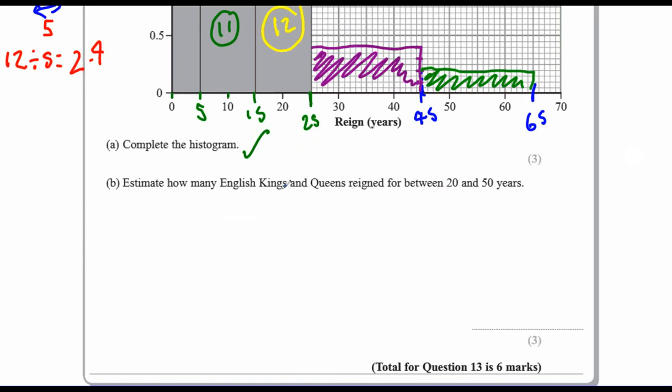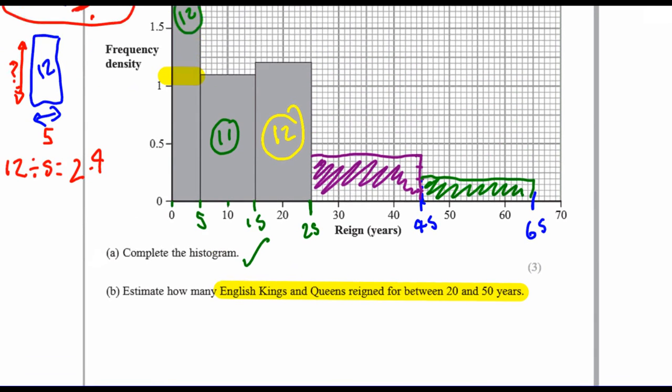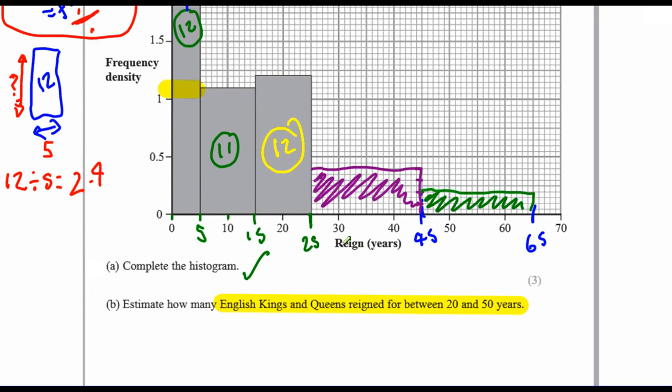Part B, estimate how many English kings and queens reigned from between 20 and 50 years. Good question. Okay, so on our bar chart, remember the reigning years is along the bottom axis. We want to know between 20, which is here, and 50, which is here. I know it doesn't go up that high, but I just want you to see that we're only looking in this area here. So what the question's basically saying is add up this area, and this little area here.